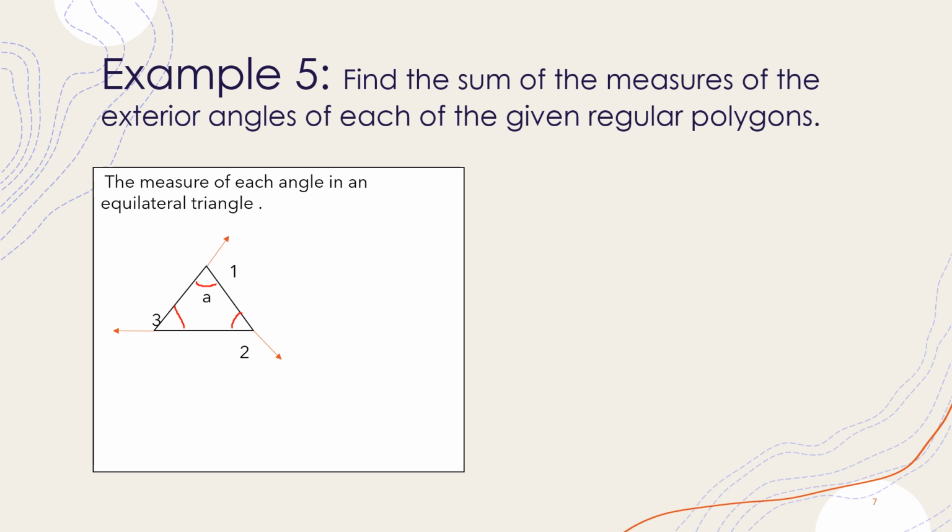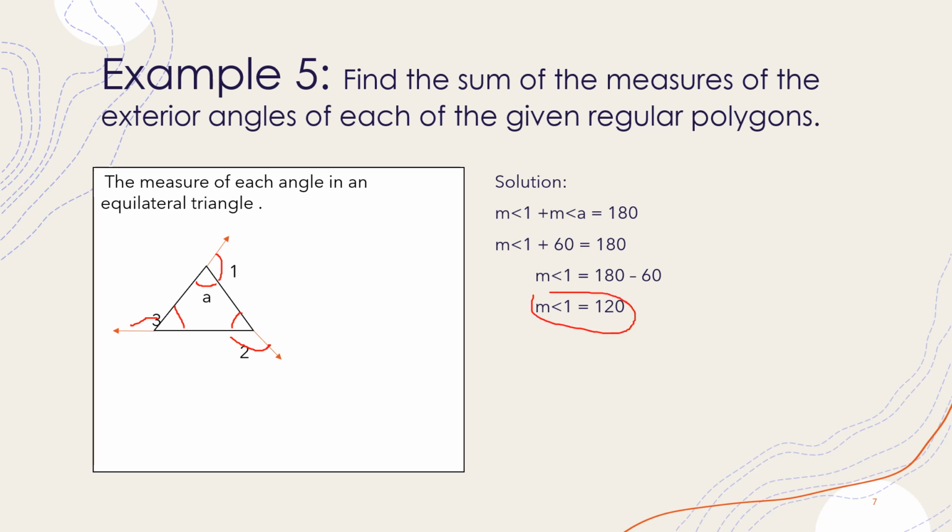So, for example, we're looking for angle 1. Ito yung mga exterior angles natin. Angle 1, angle 2, and angle 3 are the exterior angles. So, we have the solution. Measure angle 1 plus measure angle A is equals to 180 degrees. Now, measure angle 1 plus 60. Assume natin 60 kasi equilateral or equiangular. So, 60 plus 60 plus 60 is 180. Therefore, measure angle 1 is equals to 180 minus 60, or that is equals to 120.